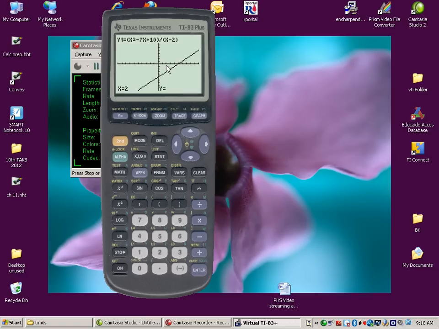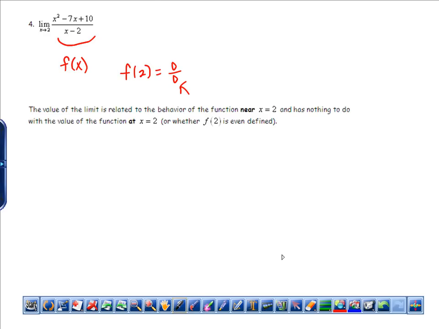It's not showing it here on the graph, but if we were to graph this by hand, we would have plotted a hole here. Okay, so algebraically, let's think about why this happens. I'm going to rewrite this as the limit as x approaches 2, and I'm going to factor. This becomes x minus 2, x minus 5 over x minus 2. We don't need those extra parentheses really.